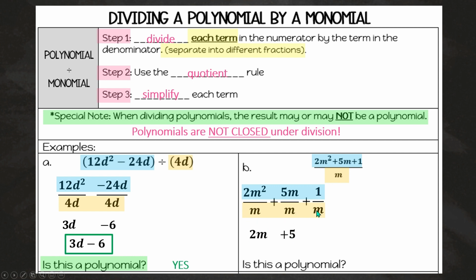And then 1 divided by m, there is nothing that I can do with this m here in the denominator, so I end up with 1 over m. So when I put that all back together, I end up with 2m plus 5 plus m to the negative 1, because that m was in the denominator, which means this is not a polynomial because my polynomials cannot have a negative exponent.